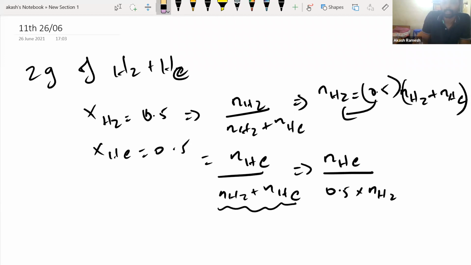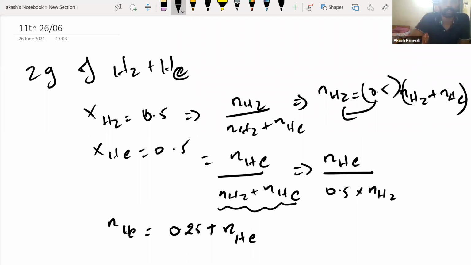This should be basically number of moles of H2 divided by 0.5. But if I take it to the numerator again, it will become like this. Okay, right. So now I can write: number of moles of helium is equal to 0.25 plus number of moles of H2. Right? Okay.